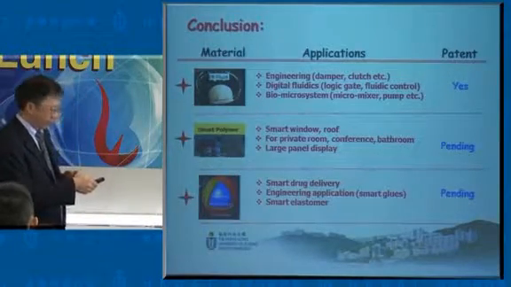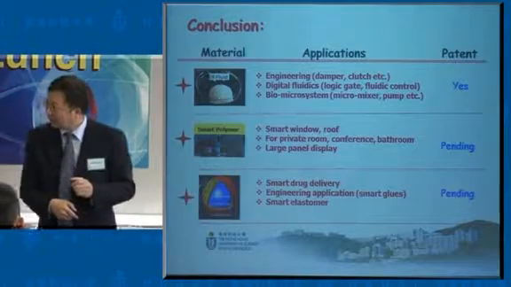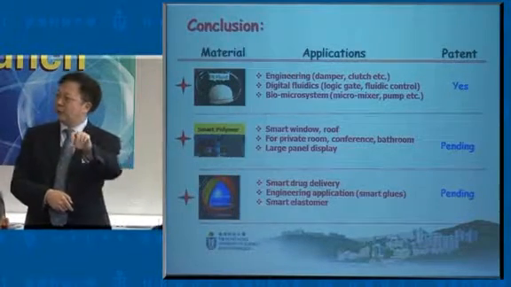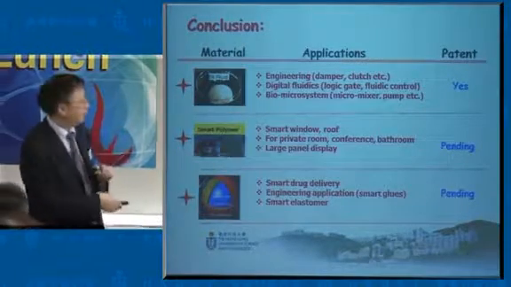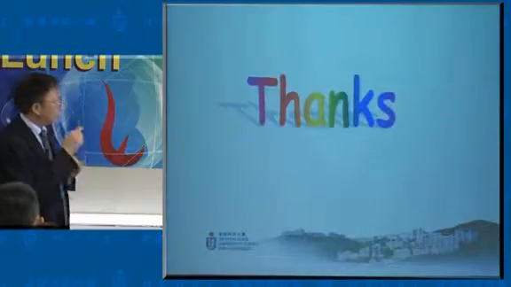Another one, you can use a smart elastomer. With a smart elastomer, you can build a damping system, even a train damping system, using these materials. Okay, so thank you very much.